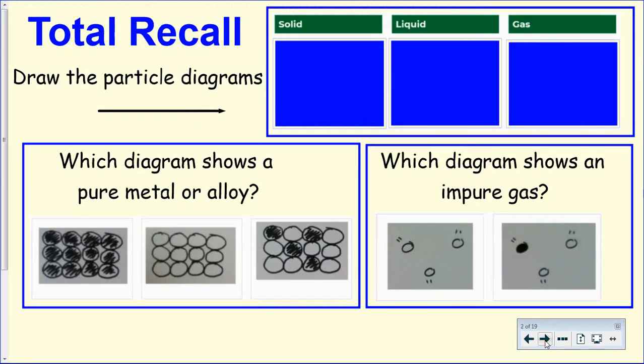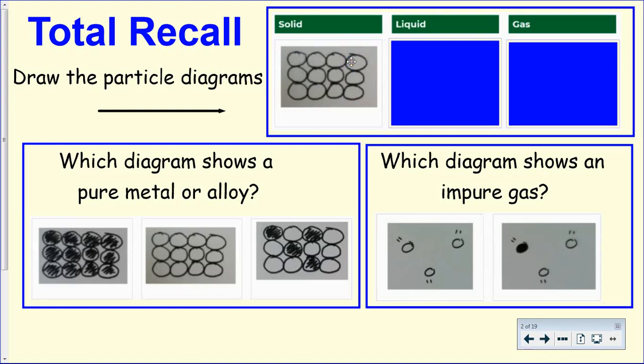Let's start off with some total recall. In your books, I'd like you to write the titles solid, liquid and gas, and underneath draw the particle diagrams. Then I'd like you to draw the particle diagram that shows a pure metal or an alloy, you can choose as long as you label it correctly, and the particle diagram that shows an impure gas. Pause the screen and have a go at your total recall.